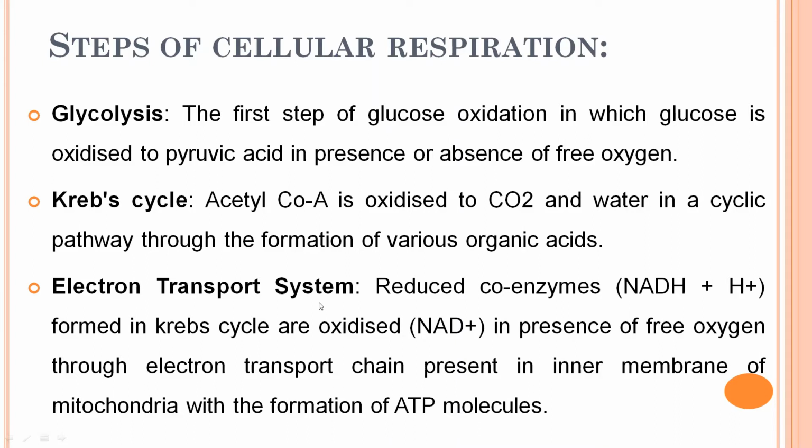Right? So you have got it. This is very easy to remember. What happened here: glucose is converted to pyruvic acid, then acetyl CoA is oxidized to carbon dioxide and water in a cyclic pathway process. And here the reduced coenzymes are oxidized, NADH plus H plus to NAD plus. So it is oxidized in presence of free oxygen through electron transport chain present in the inner membrane of mitochondria with the formation of ATP molecules. ATP is adenosine triphosphate, right? ATP is also known as the energy storehouse.